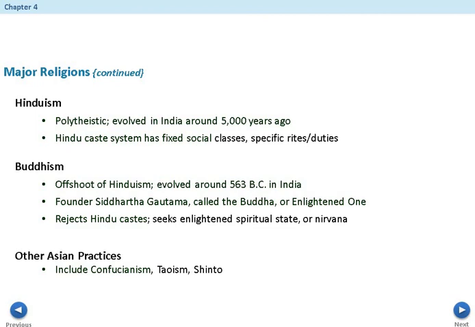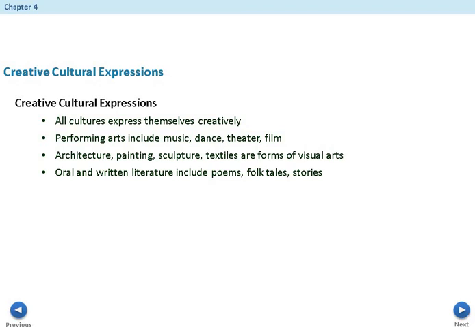There are other Asian practices: Confucianism, Taoism, and Shinto. Those religions are important, but by numbers, they're not as big as the other five main religions, and they're also not spread throughout the entire world. Last but not least, we're going to talk about creative cultural expressions. What we see is that all cultural expressions are creativity. What we're talking about there is something like music, dance, theater, and film. That's all going to be reflective of culture.